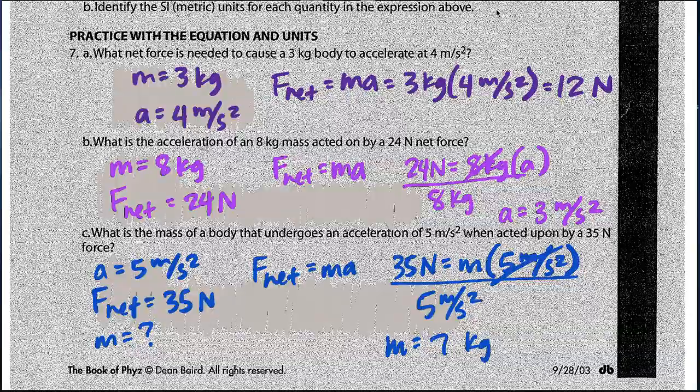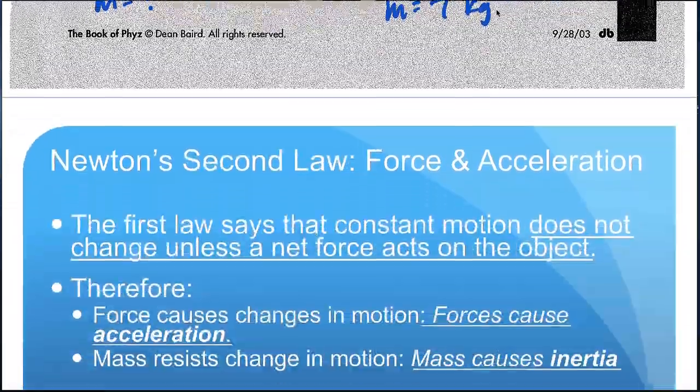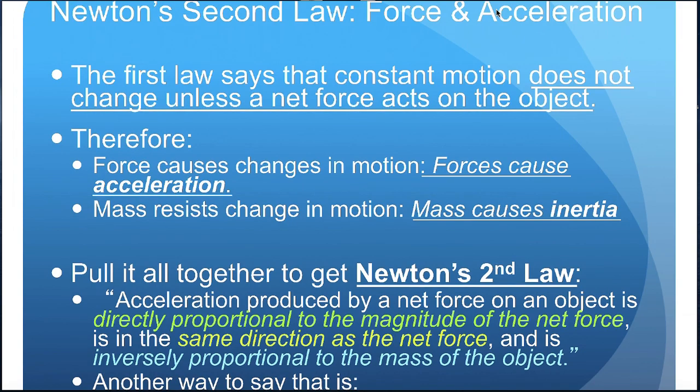Okay, so that's our concept development. The slide in the notes is just kind of going over all of that same stuff. So again, first law talks about when forces are balanced and the object is in equilibrium. So when forces are unbalanced, the object is not in equilibrium and it will accelerate. We know that forces cause accelerations, right? And we also know that inertia resists accelerations. Inertia is a resistance to change. And so again, that gives us that equation.